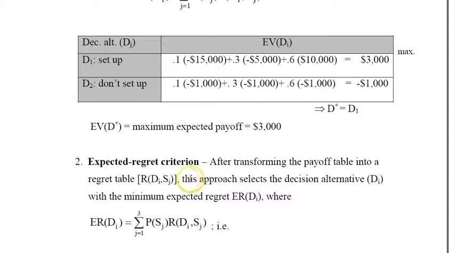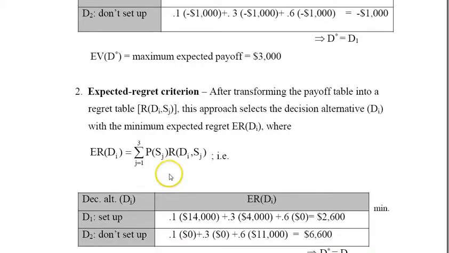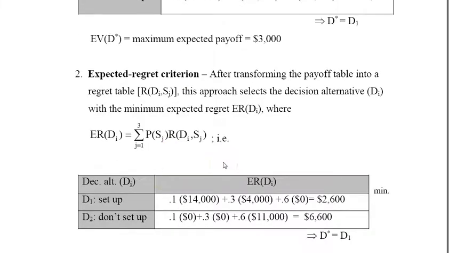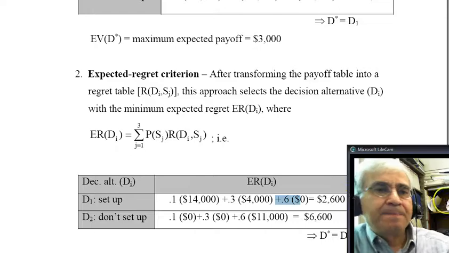Okay. So we also can do the expected regret criterion. In this case, we pick the regret table. If we decide to set up, we regret $14,000 if it's rain, 4,000 if it's cloud, and nothing if it's sunny, because that's the correct decision. And in that case, we still have the corresponding probabilities 0.1, 0.3, and 0.6, for an expected regret of $2,600.